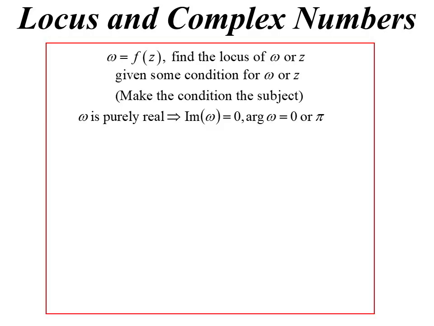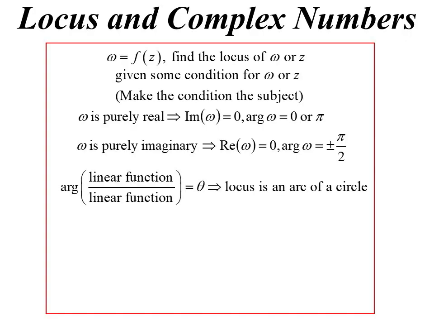Some ideas that appear a bit. For instance, they might give us the condition that one of the complex numbers is purely real. Well, that gives me two ideas to play with straight away. If it's purely real, then I know the imaginary part is equal to 0. I could play with that idea. The other thing I know, well, its argument would have to either be 0 or pi. Maybe I'll play with that idea. And the flip of that is, suppose they told me it was purely imaginary. In that case, I know, well, the real part would have to be 0, or the argument would be plus or minus pi on 2.